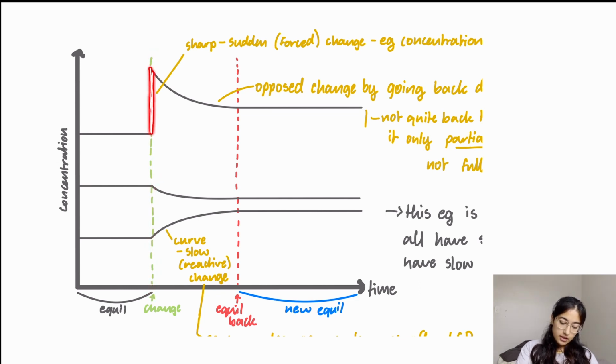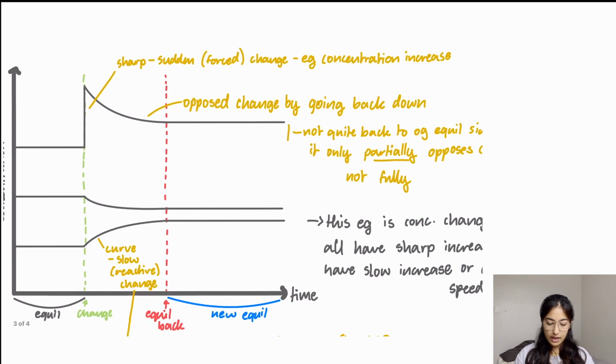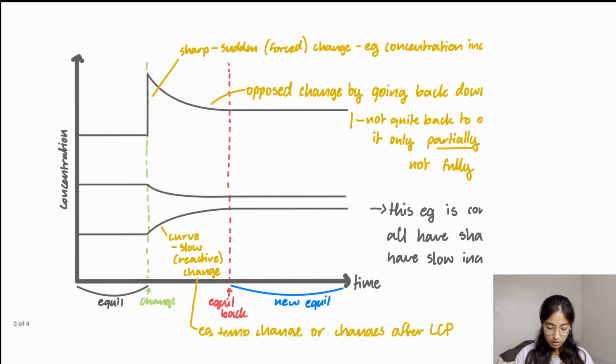So if we see a sudden change like this, this is our change. If you see a sharp and sudden change, that means it's something that's been forced externally, right? So that could either be a change in concentration, or if all of them change, then it would be a change in volume. But if it's just one, right? If one of them suddenly increases or suddenly decreases, that means it's a forced change in concentration. So say this one is increasing, that means we've added some of whatever this is to the system.